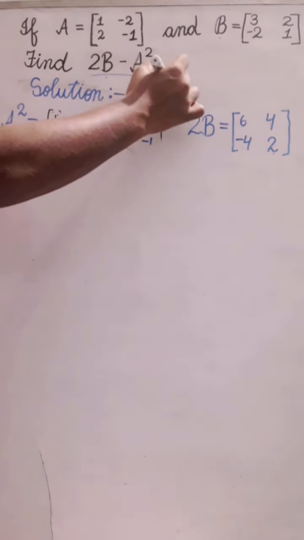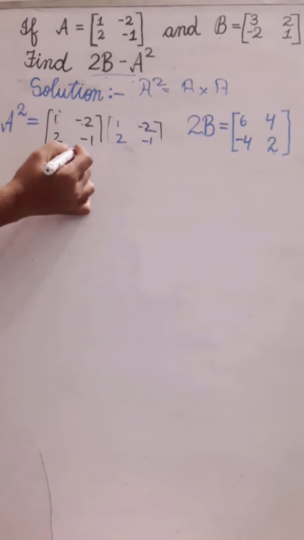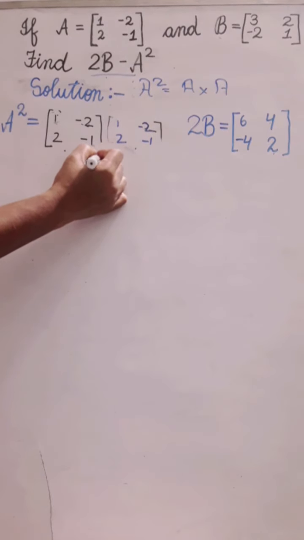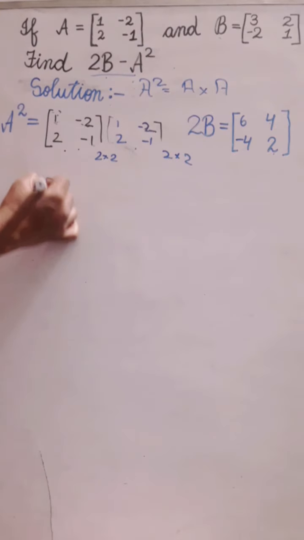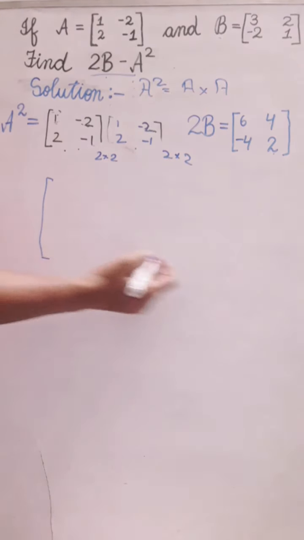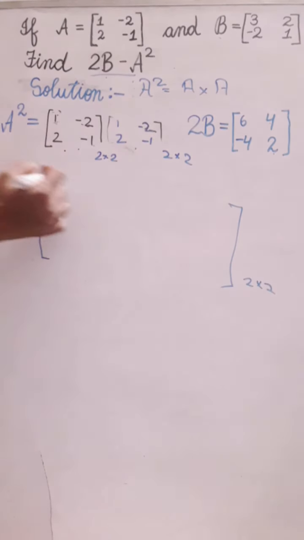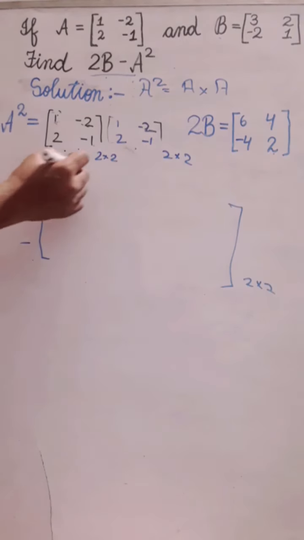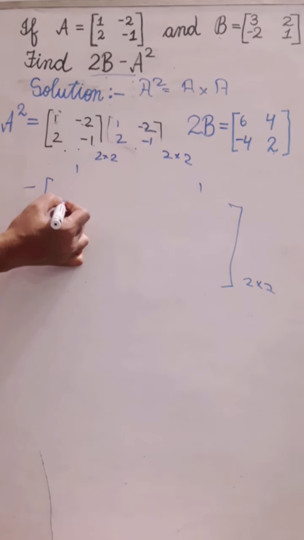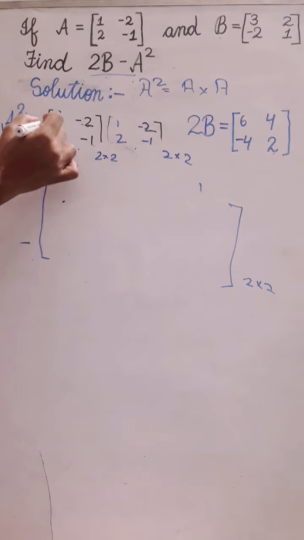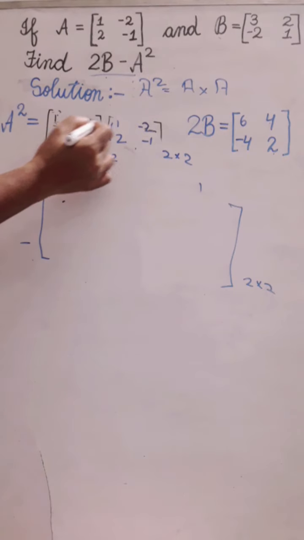Now A square. We need to calculate A square. A square means A multiplied with A. So here I am multiplying A with A. Now they both are of the order 2 by 2, so the answer will also be of order 2 by 2. Now this is your first row, second row, first column, second column. So this is your first row, first column. So it means you need to multiply the first row with the first column.